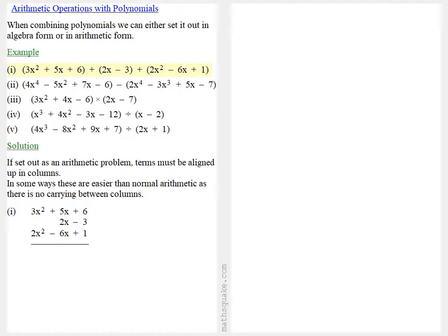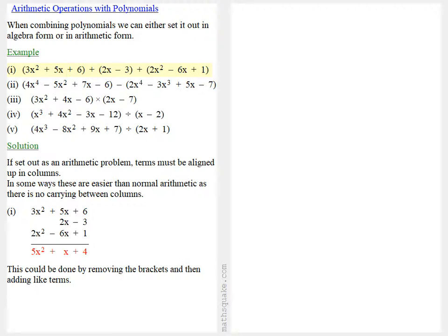Now since there's no carrying between columns, we can start at either end. So starting at the left, we have 3x squared plus 2x squared is 5x squared. 5x plus 2x minus 6x is plus x. And plus 6 minus 3 plus 1 is equal to plus 4. So our answer is 5x squared plus x plus 4.